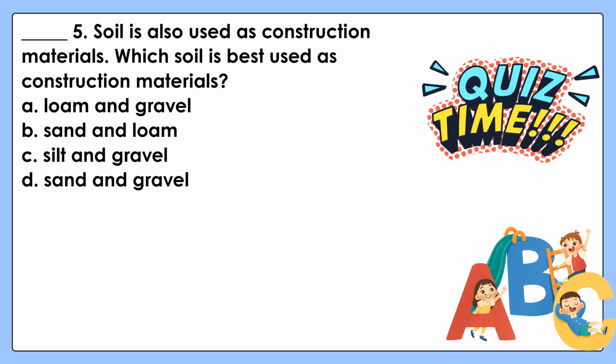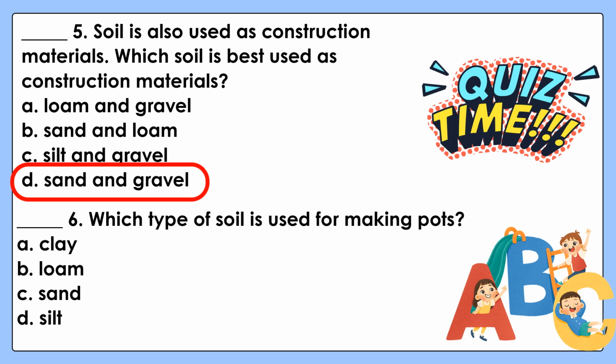Number 5. Soil is also used as construction materials. Which soil is best used as construction materials? A. Loam and gravel, B. Sand and loam, C. Silt and gravel, or D. Sand and gravel? The answer is letter D. Sand and gravel.